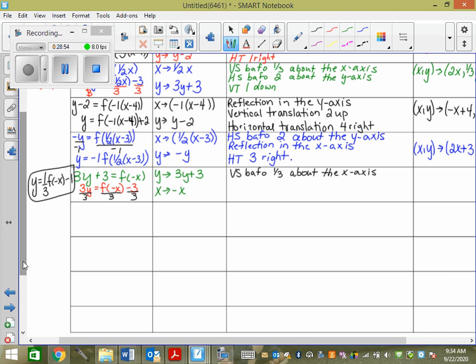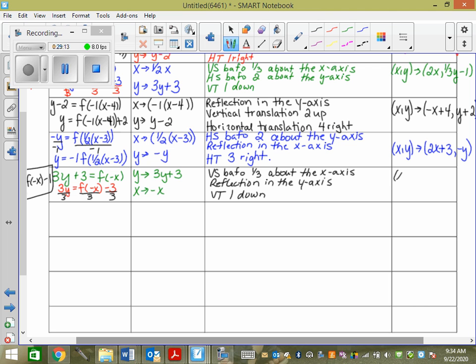Then we have a reflection in, it's affecting the x, so we have a reflection in the y-axis. And then we have a vertical translation, 1 down. My mapping, my xy is going to become negative x, because reflection in the y, and then 1/3 y minus 1.